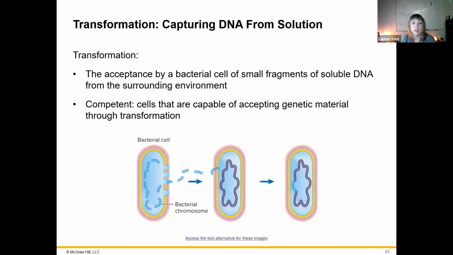Transformation, that's just picking up DNA from the outside environment. You have to be a competent cell. That just means cells that are able to accept that genetic material. And if you are competent and able to do that, it would be DNA that would be in the outside environment, maybe from dead cells that are surrounding. And you can pick up those bits of DNA and they can become incorporated into your own genome.